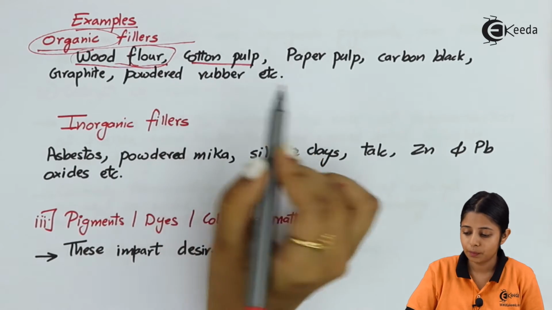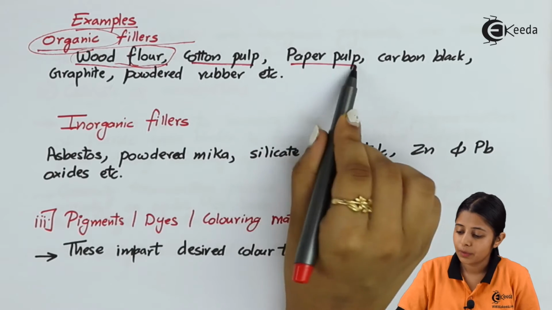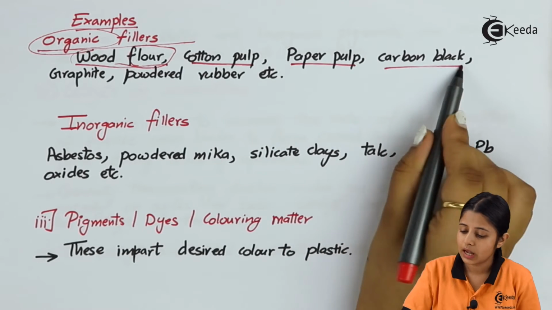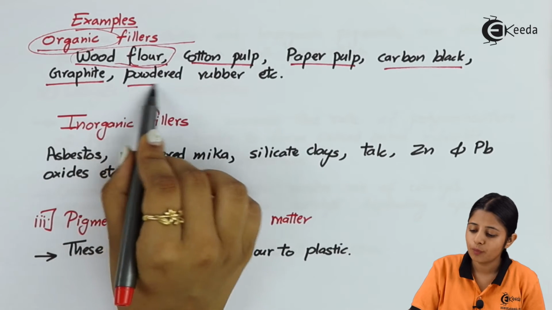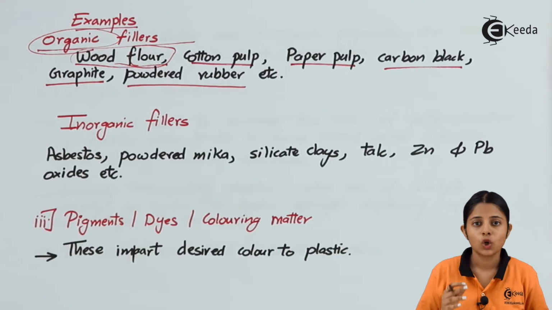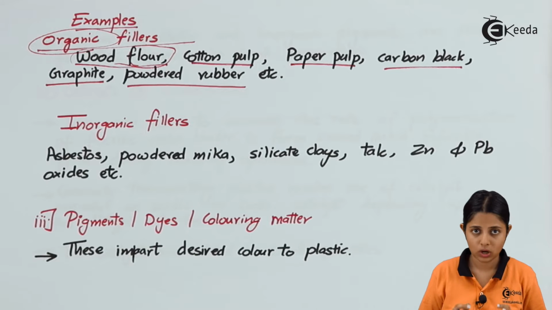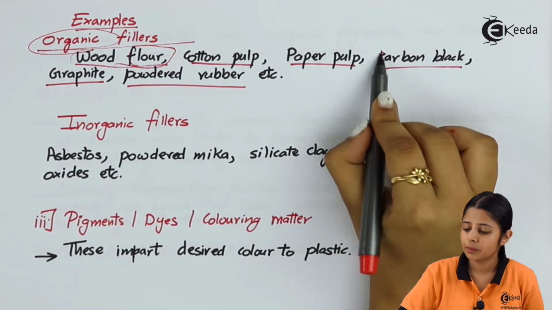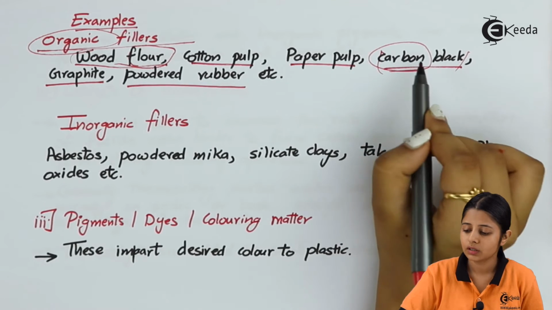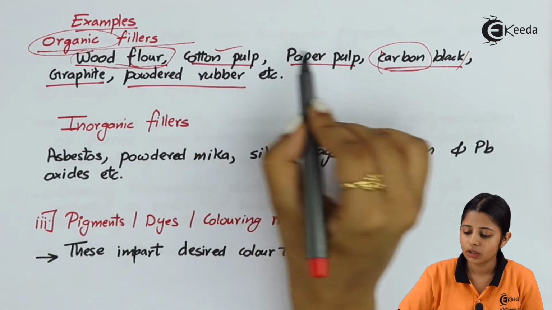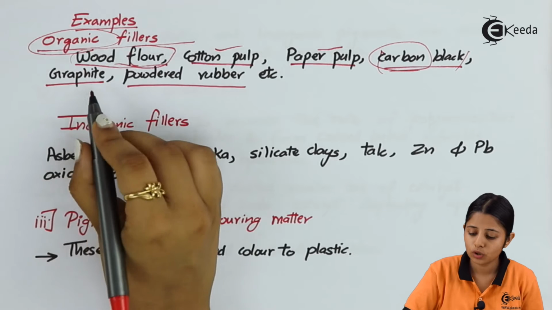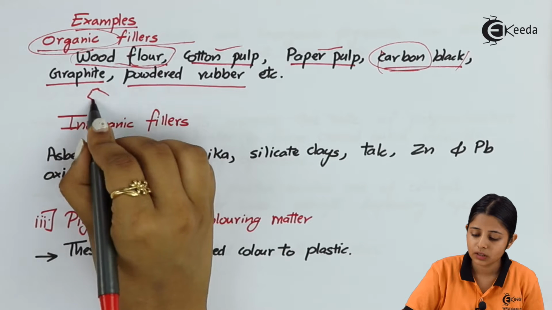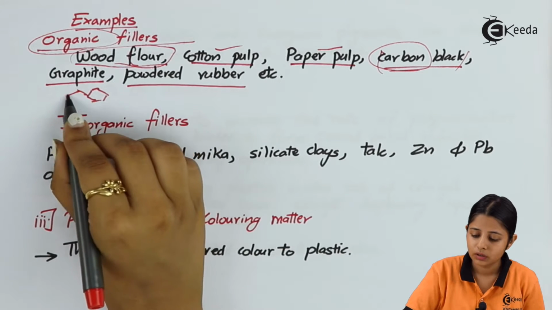The second is cotton pulp. The third is paper pulp. Fourth is carbon black. Then we have graphite, and we have powdered rubber. So all of these contain hydrocarbons in it. Of course, carbon black will contain carbon in it because the name says so, but even cotton, paper, graphite is made up of carbon. So if you want to know, the structure of graphite is nothing but hexagonal shape.